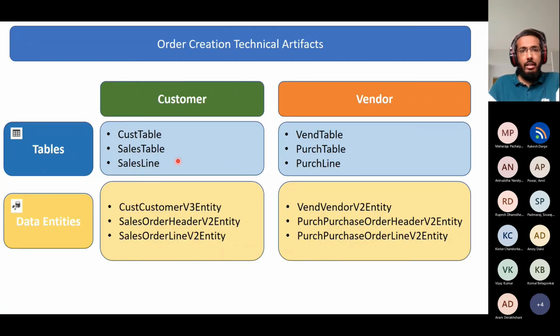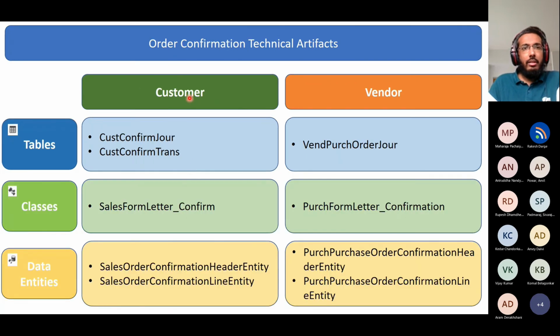Coming back to the slide, you can take this as a reference. Moving on, we have the process of order confirmation. And for the same reason, I'll not go back to all the tables and classes and data entries. I'll give a little bit of insight on classes for this slide, but more or less the entire information is captured over here so that you all can get an idea of which tables and which artifacts are being used for each and every process that you're performing.